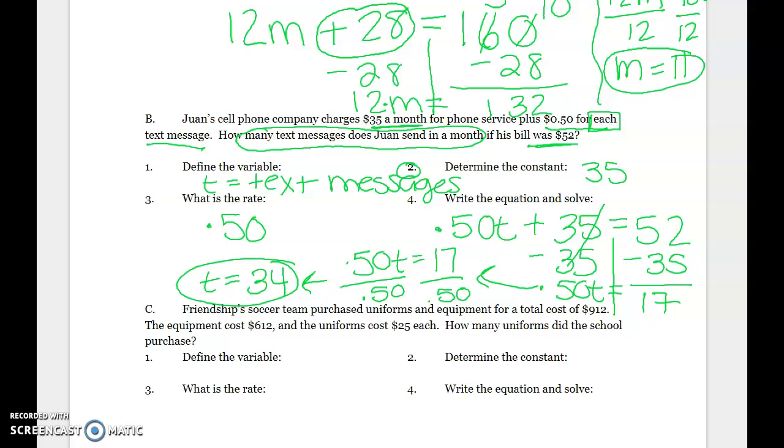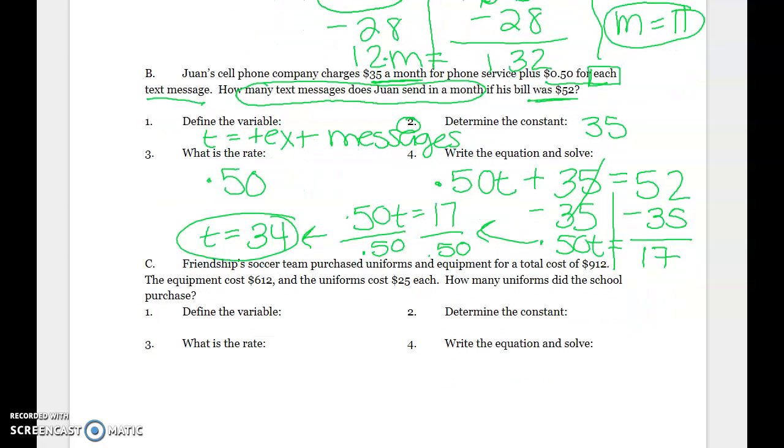Alright? And then I'm going to do the same thing for C. So C says, Friendship soccer team purchased uniforms and equipment for a total of $912. So I'm going to underline that because that's important. I know that because it's a number, and usually numbers are important. And the next part says the equipment cost $612. So that would be my constant, right? Because that's a one-time fee, it's not changing. And the uniforms cost $25 each. How many uniforms did the school purchase?